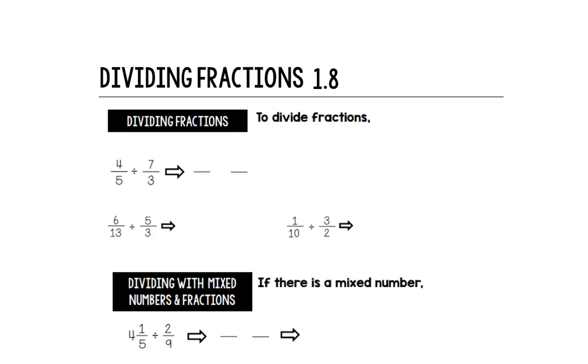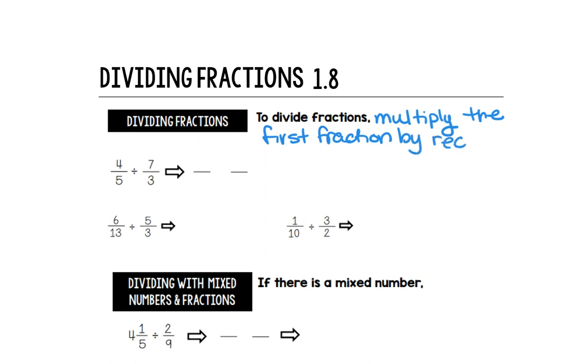Last but not least, we're going to review dividing fractions. So to divide fractions, you need to multiply by the reciprocal of the second fraction. We tend to call that keep, change, flip. So I'm going to write that out. Multiply the first fraction, that's the keep, by the reciprocal, that's the flip. Keep, change, flip, and that's how we divide fractions.